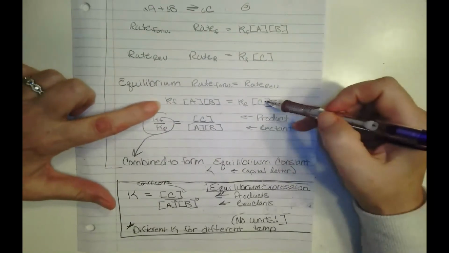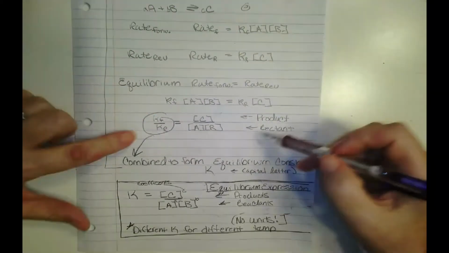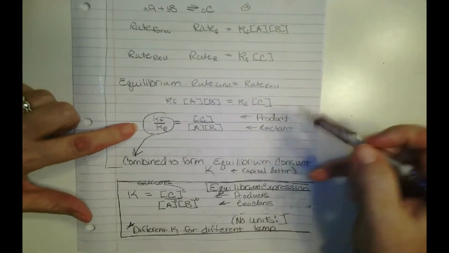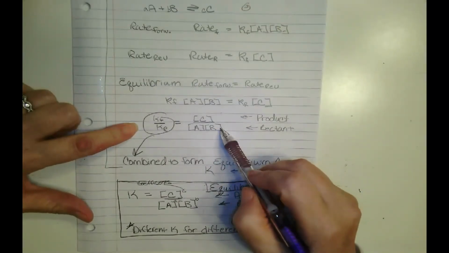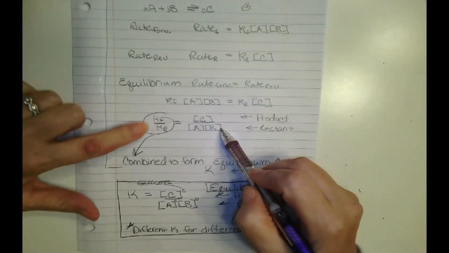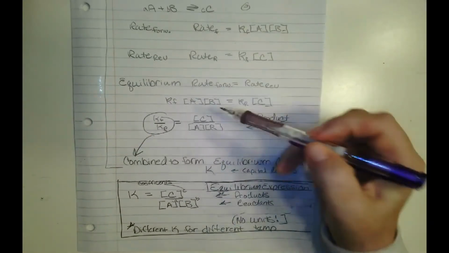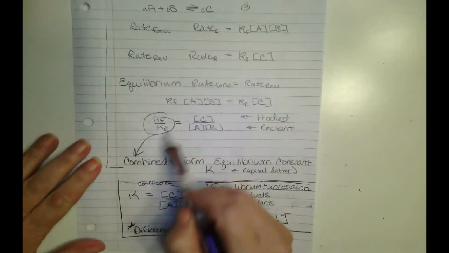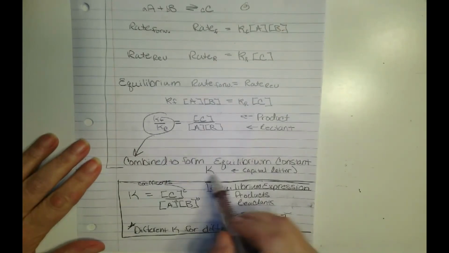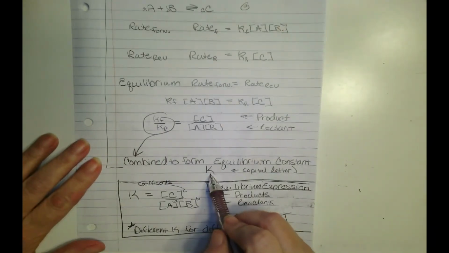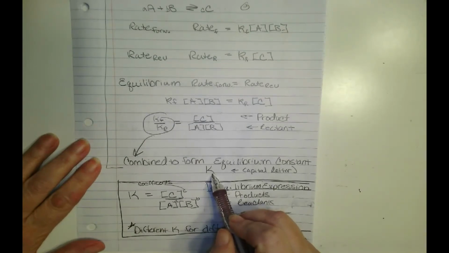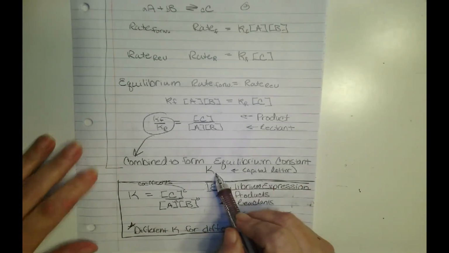And if I make them equal to each other, I can rearrange this equation, and it ends up being products over reactants will equal the forward over the reverse rate constant. And so what they do is they combine this into one number and they make it a capital K now instead of a tiny baby k. And that is our equilibrium constant, okay?